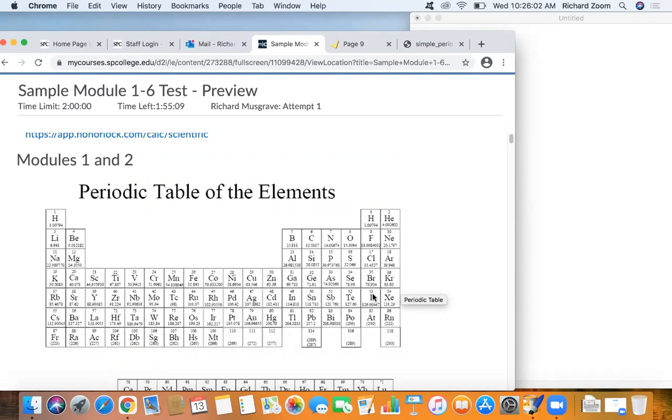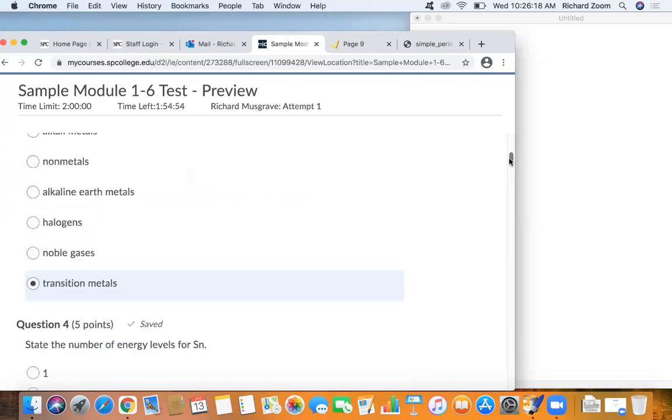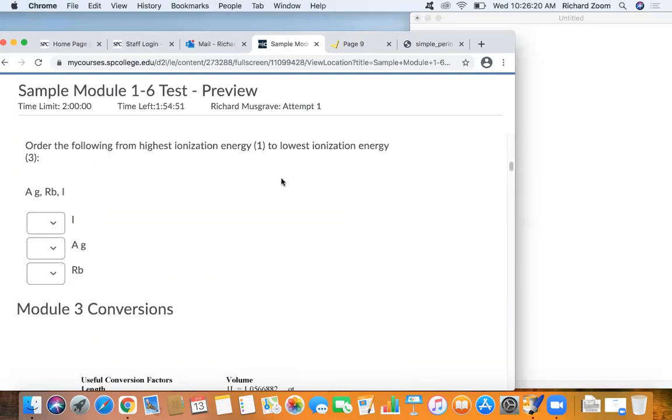The highest ionization energy is going to be I because it's closest to helium. And the one with the lowest ionization energy is going to be R, B because it's closest to francium. So you'd have to know those corners and which one is highest and lowest. So this one, the highest ionization energy is going to be I, so that's going to be 1. And then the lowest is going to be RB, so that'll be 3, which makes it 2 here. These don't have to be 1, 2, 3, it could be ordered differently.